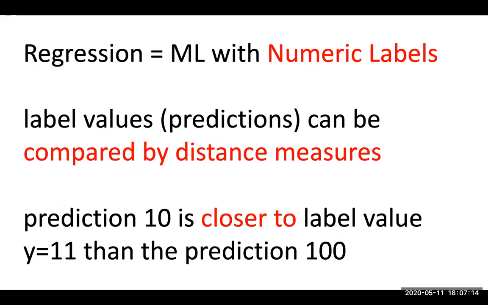So regression problems or regression methods are a special case or a subset of machine learning problems or machine learning methods which use numeric labels. So the label is a number, and often we use a real number to represent the label.